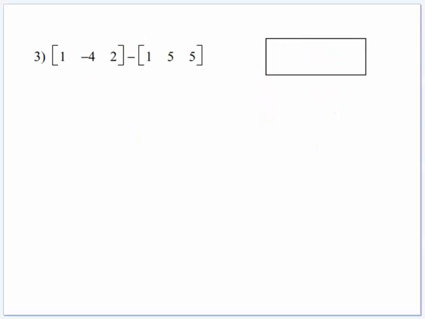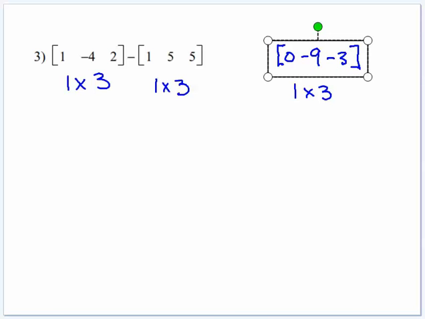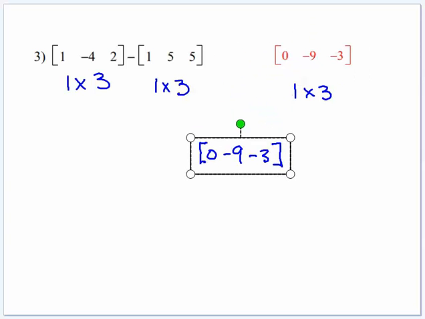This next problem involves subtraction, and this is a 1 by 3. 1 row, 3 columns, and this is a 1 by 3, so we can go ahead and do the math. Our answer matrix will also be a 1 by 3. Let's draw our answer matrix brackets here and do the math. 1 minus 1 is 0. Negative 4 minus 5 is negative 9. 2 minus 5 is negative 3. Now let's compare our answer. We're right again. Great. Let's move on to the next problem.